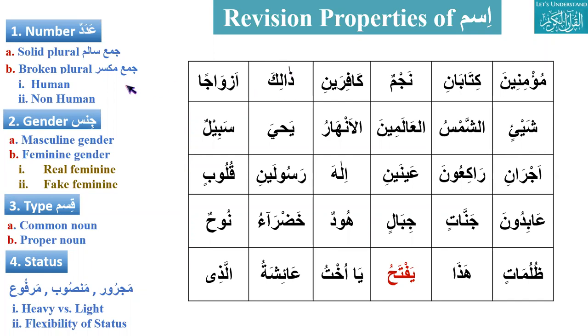Assalamu alaikum. Anusha, tell me about zalika. Dhalika number is singular. Okay. Gender is masculine, and type is proper noun, and status is actually non-flexible. Non-flexible means that it can't go marfu or mansub or majroor. All will be the same. Like all these things we see, dhalika, dhalika, dhalika. Okay, good.